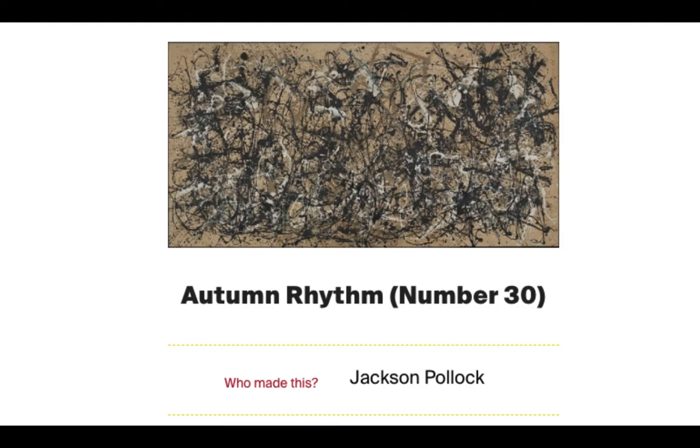So here's a piece of art by Jackson Pollock, who we studied earlier on, called Autumn Rhythm. And really this piece of art is entirely created by lines. And to me, it feels pretty chaotic, just the way those lines are created on the page.